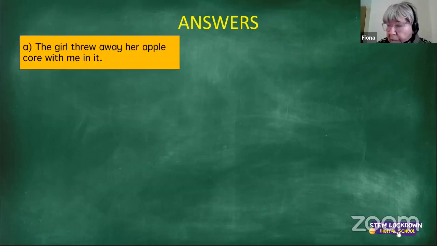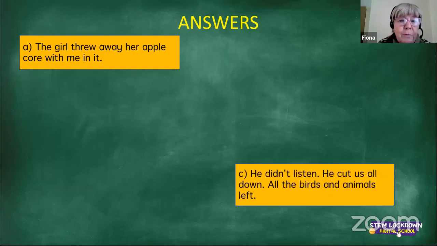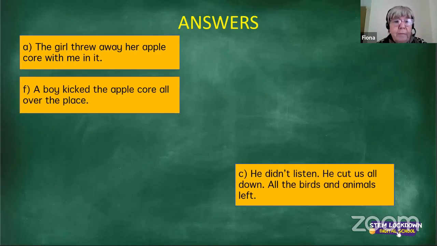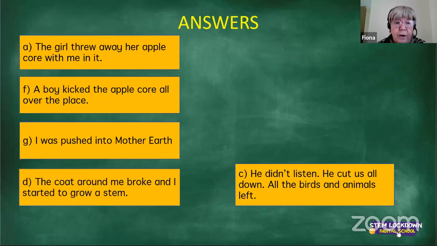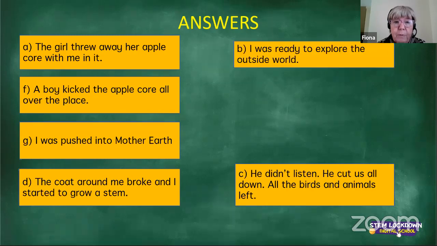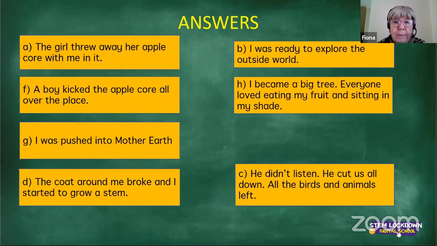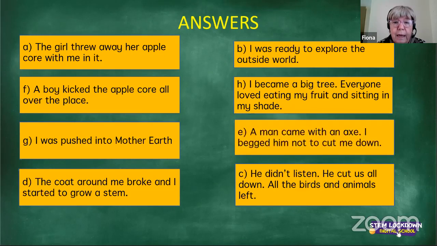Okay, so check these against yours. A, the girl threw away an apple, and C was the end one. I always do the first and the last first. In between, F, G, pushed into Mother Earth. D, the coat broke. B, I was ready to explore. H, I became a big tree. E, a man came. Did you all get that? Right, well done, everybody.